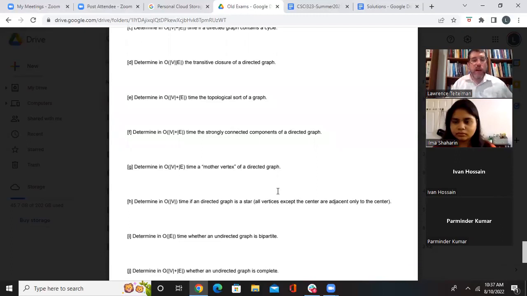All right. Determine in O(V plus E) time a mother vertex of a directed graph. Okay, I guess we didn't do that either, but that is a vertex from which you can reach all the other vertices, if there is one. So again, these tend to be DFS based. When you see V plus E, that usually means some kind of DFS. Right, determine in O(V) time if a directed graph is a star. Right, how do you tell if something is a star?